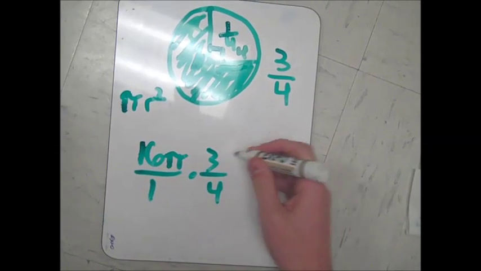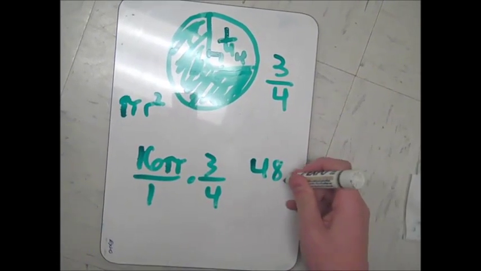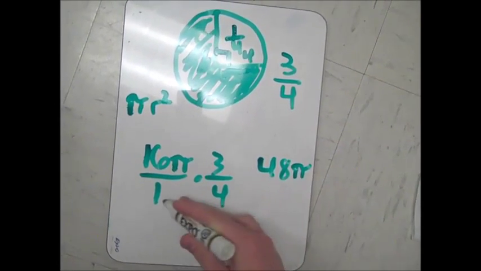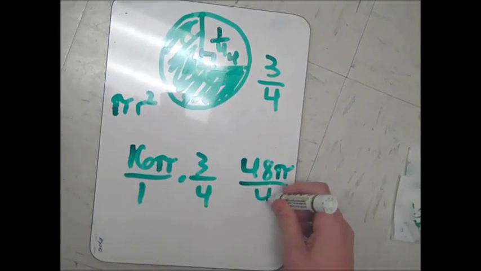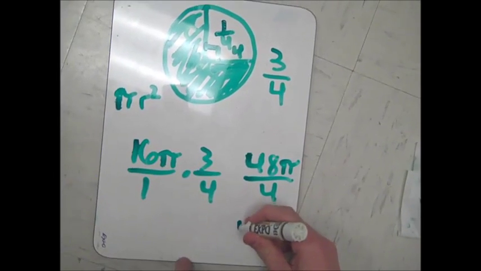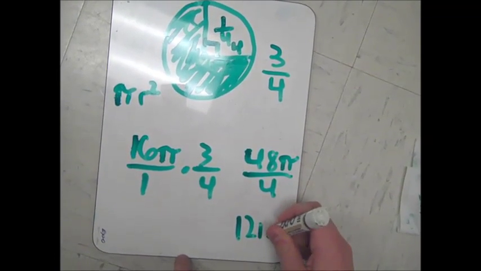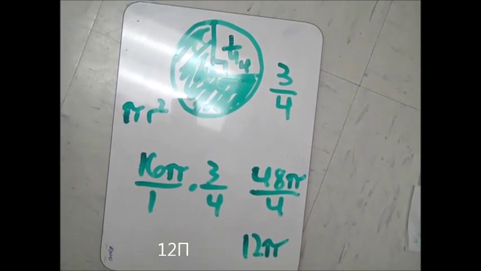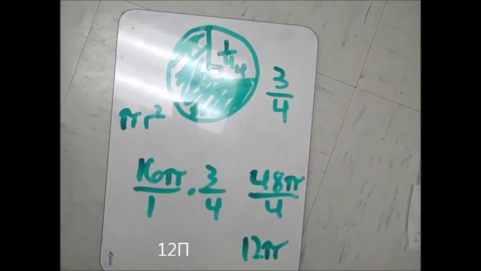16 multiplied across by 3 is 48. Pi, 1 times 4 is 4. You can divide that out, 48 divided by 4, and get 12 times pi, of course. And that's one of your answers, answer D, 12 pi.